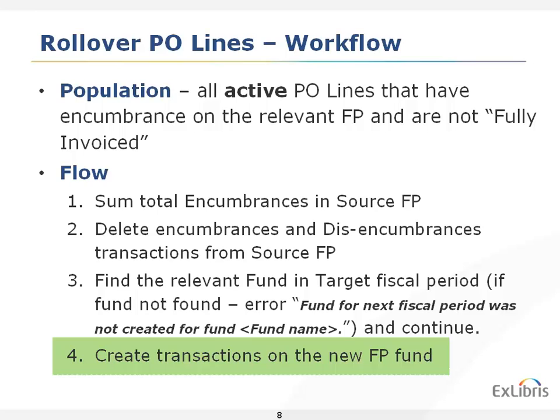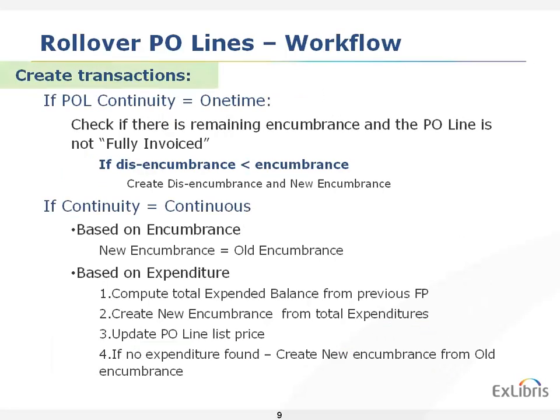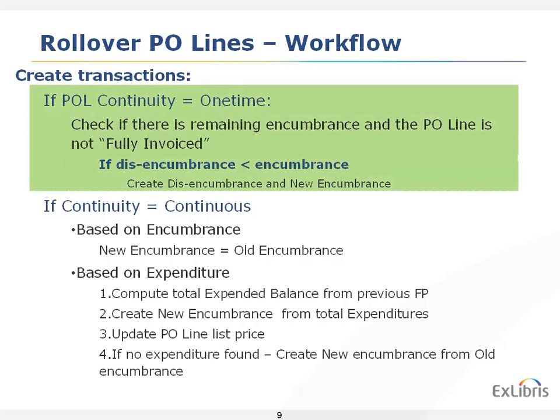The next step is creating the transactions on the new fiscal period fund. Now, how the transactions are created depends on the continuity of the PO line and what the user selected for the encumbrance calculation. So, if the continuity is one time, we said that one time is only based on encumbrance. Alma checks that there is a remaining encumbrance and the PO line is not fully invoiced.